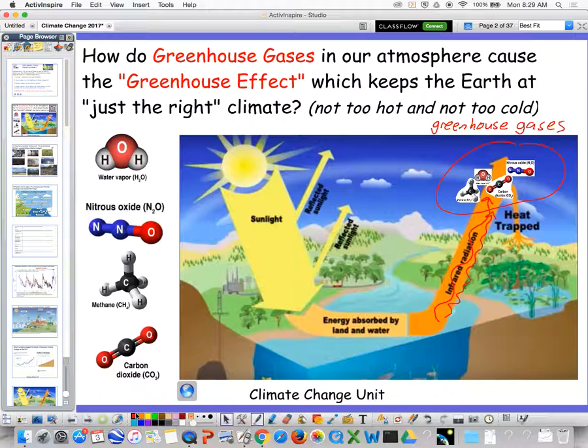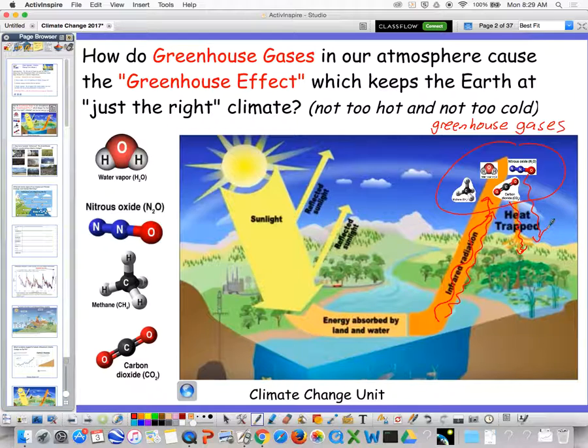What do they do with that heat? They absorb that heat, they begin to move faster, and they vibrate when they absorb that heat, and eventually they re-emit that heat back to the Earth's surface. So all the heat from these gases gets re-emitted back to the surface. And this is what we call the greenhouse effect that keeps our planet at just the right temperature.